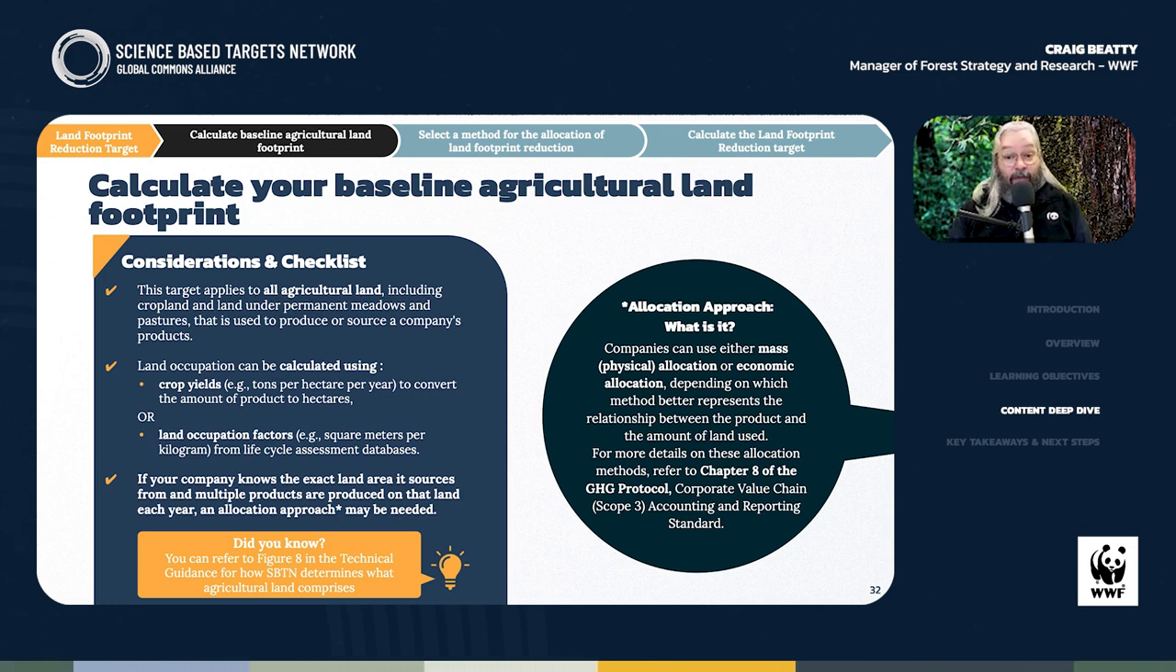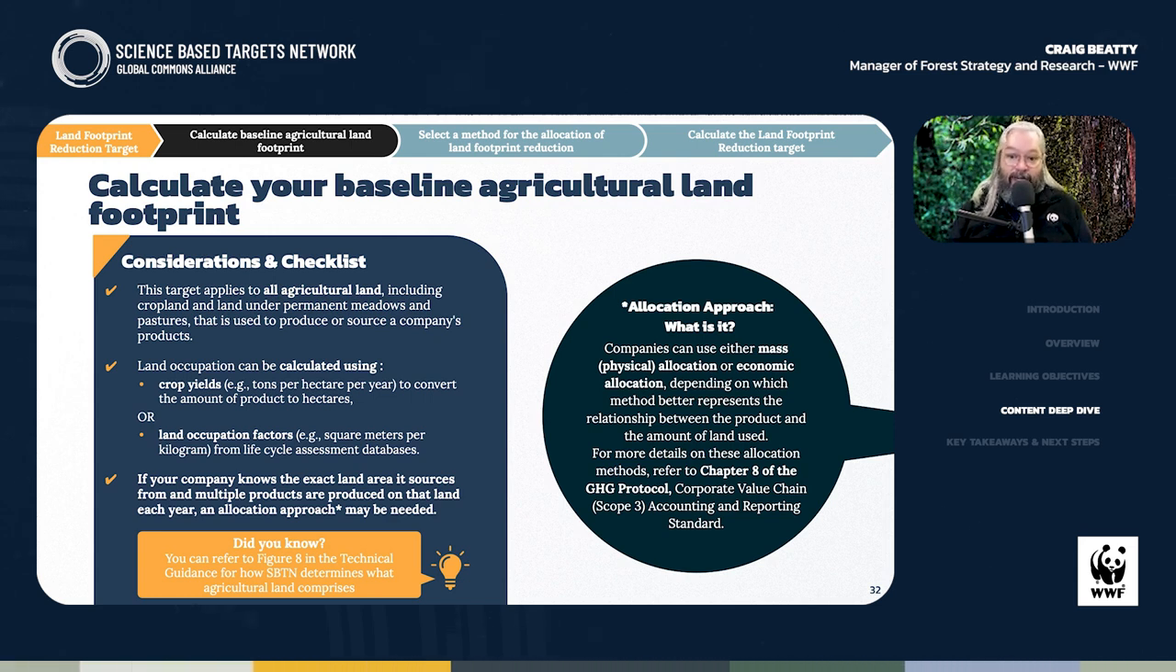Companies can use either mass or physical allocation, or they can use economic allocation, depending on which method better represents the relationship between the product and the amount of land used. For more guidance, you can refer to Chapter 8 of the Greenhouse Gas Protocol's Corporate Value Chain Scope 3 Accounting and Reporting Standard, using land occupation instead of GHG emissions.